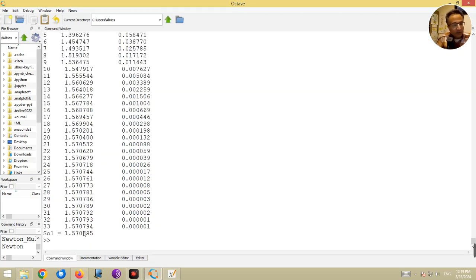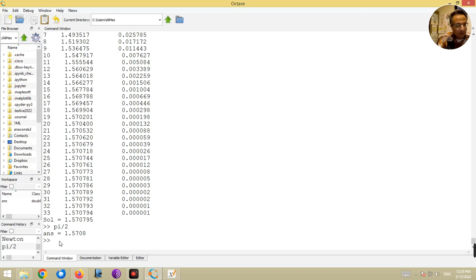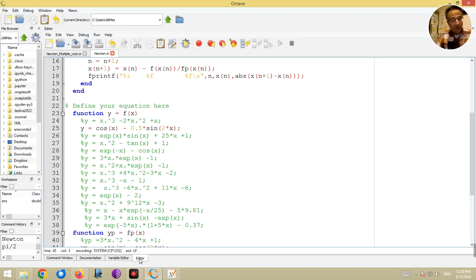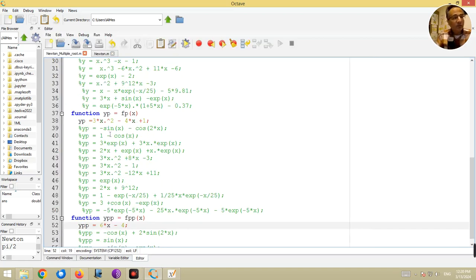Now, if you look at the iterations, you can see that in 33 iterations we get 1.57 and so on. And if you compute pi over 2, it's exactly the same as pi over 2. Look at the number of iterations, 33. Okay. In fact, the Newton method here doesn't work, doesn't converge quadratically. It converges maybe linearly or sublinearly. Okay. Now let me use the new algorithm.